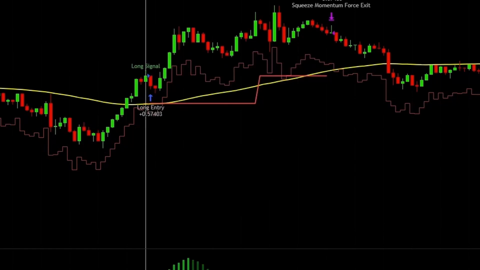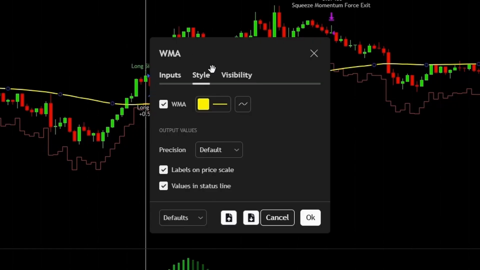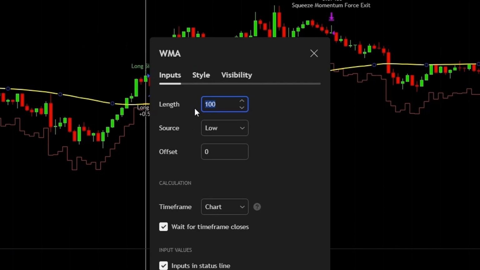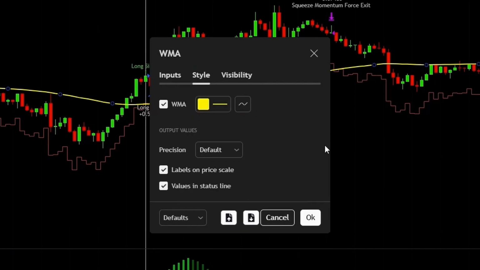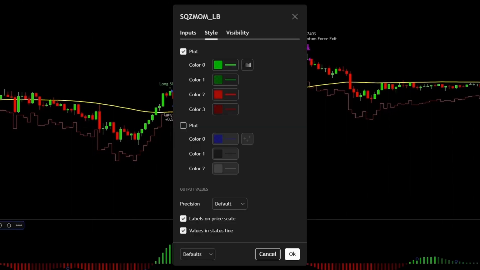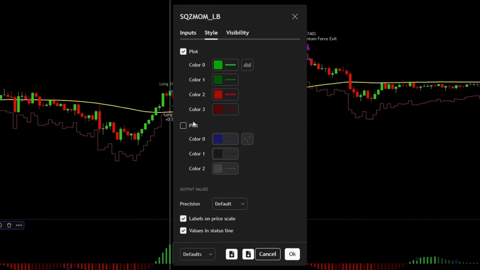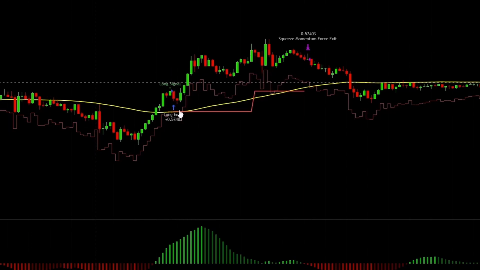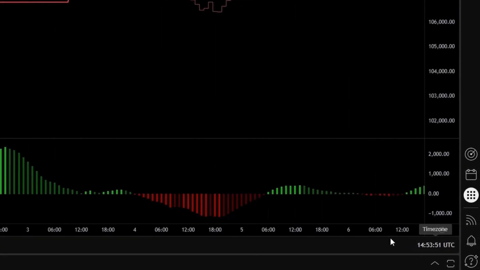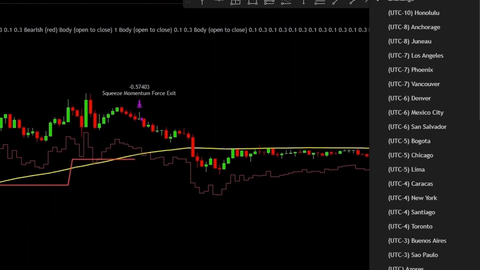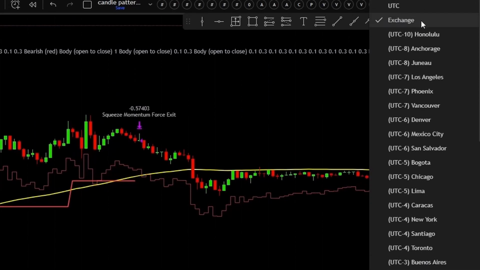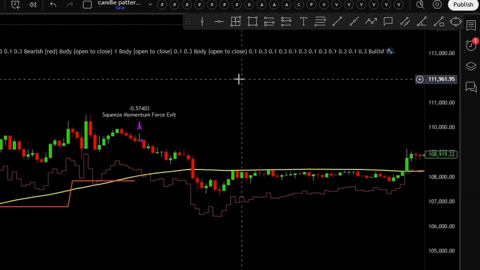Then open up the WMA or weighted moving average, change its length to 100, its source to low, and you can color however you like, I used yellow in this case. Now open up the squeeze momentum, we are going to use the default settings, so a 20 KC length, and you can go over to the Styles tab and untick this plot section because we don't need that. Finally, don't forget to go down into the bottom right corner and click on the time zone, and make sure that it is set to the exchange or UTC.